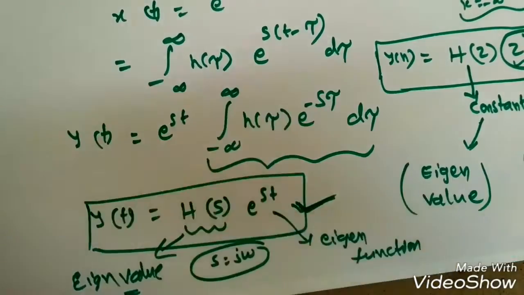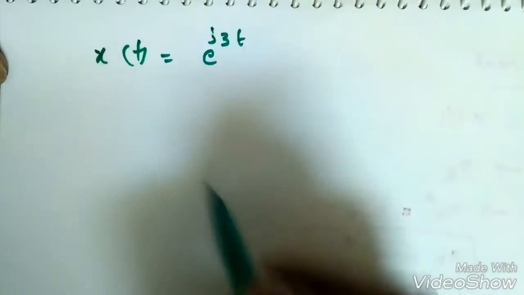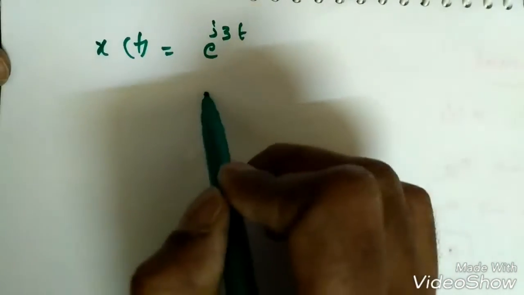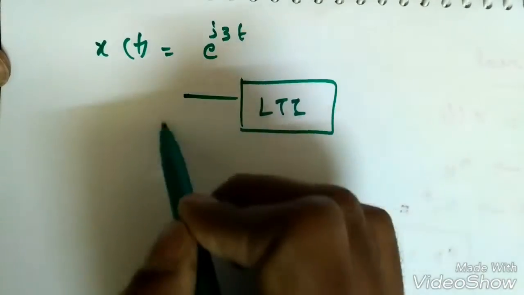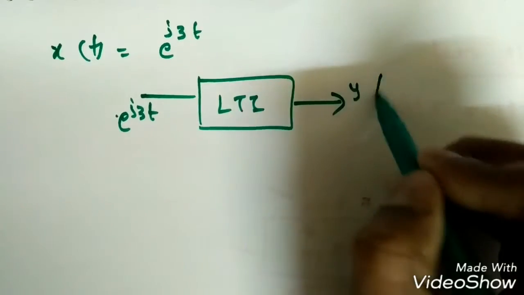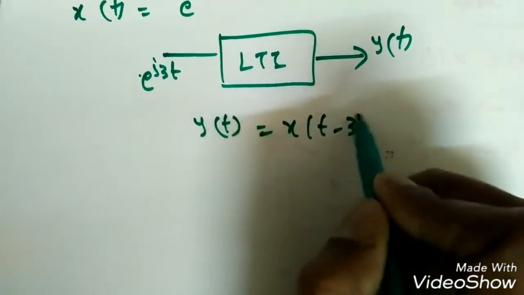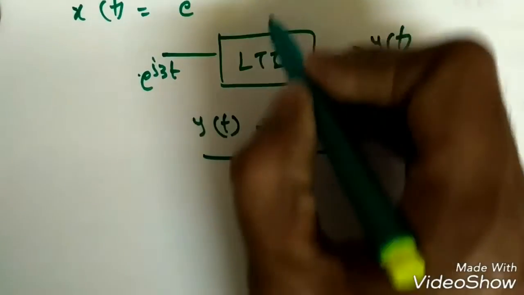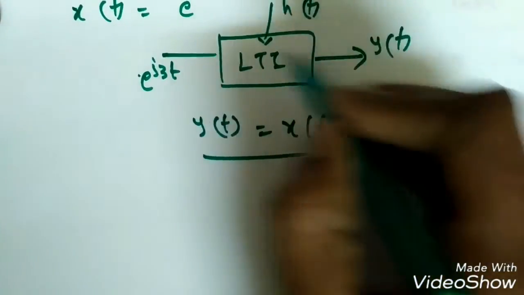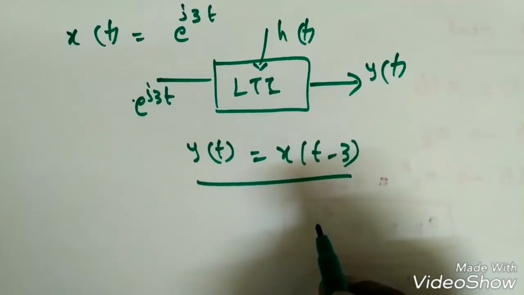If I see some examples, suppose x of t is given as e power j3t, right? Now there is an LTI system with input e power j3t, and we need to find y of t, and suppose y of t is equal to x of t minus 3 is given. See, for this system the response h of t should be given, then only we can find it. So for that reason they give y of t is equal to x of t minus 3.